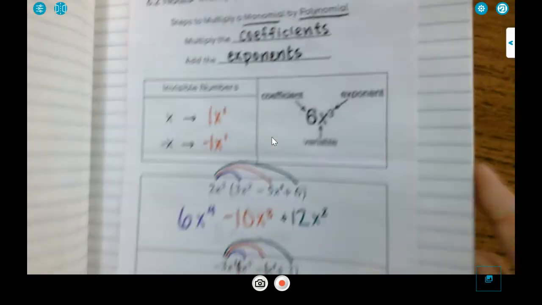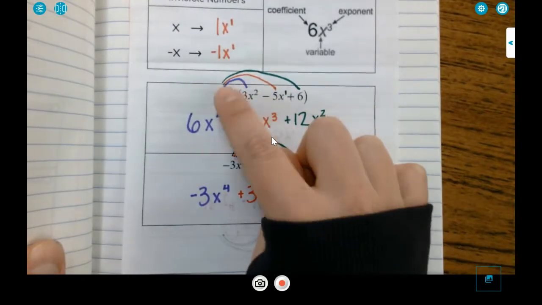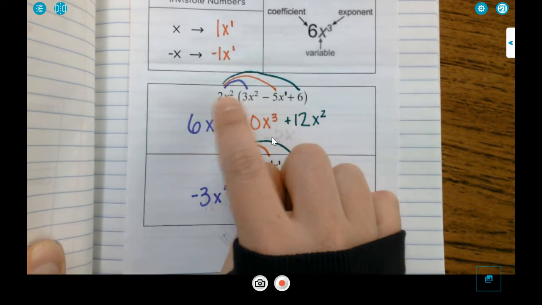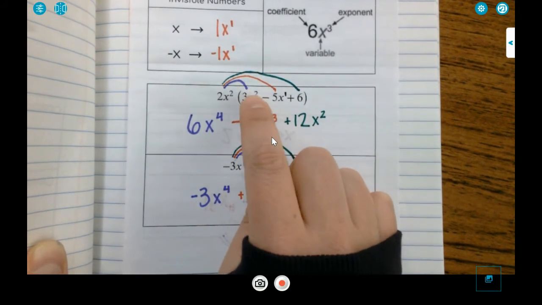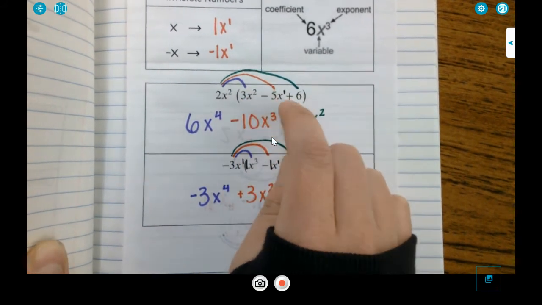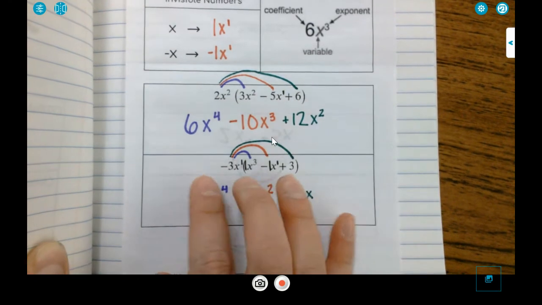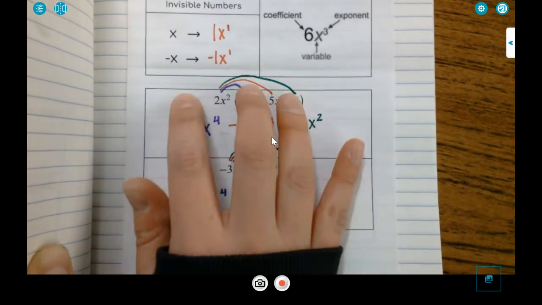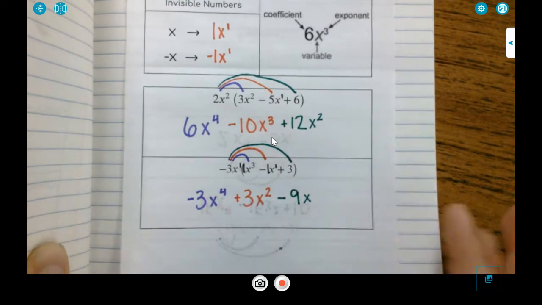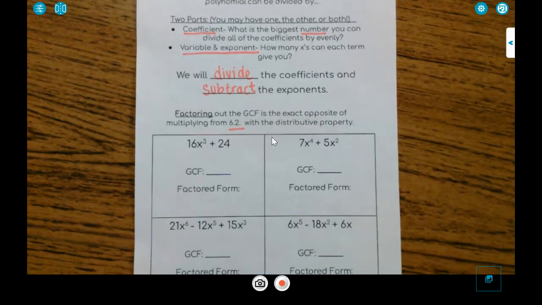What we're doing is the exact opposite of what we did in 6.2. So I'm going to put my 6.2 here. Remember, we multiplied 2 times 3, and we multiplied the coefficients and added the exponents. Now we're going to divide the coefficients and subtract the exponents. So essentially, instead of going from here to here, we're going to go from here to here. So it's the exact opposite. We're like undistributing.